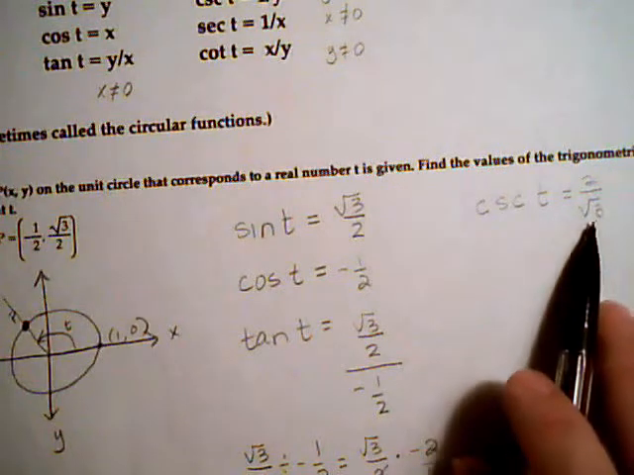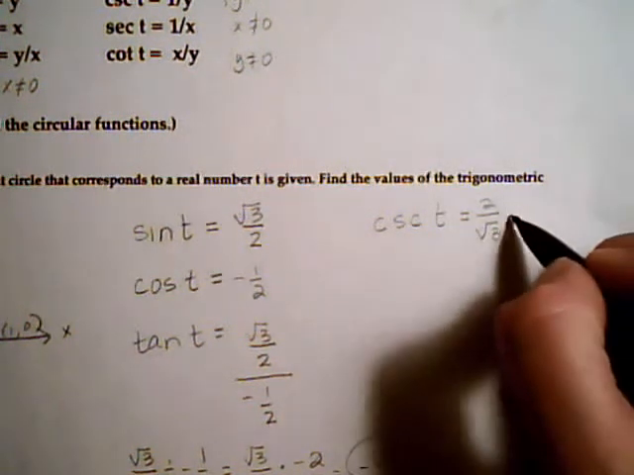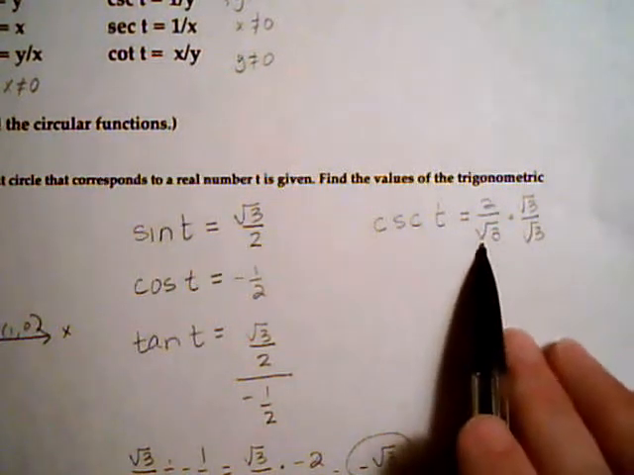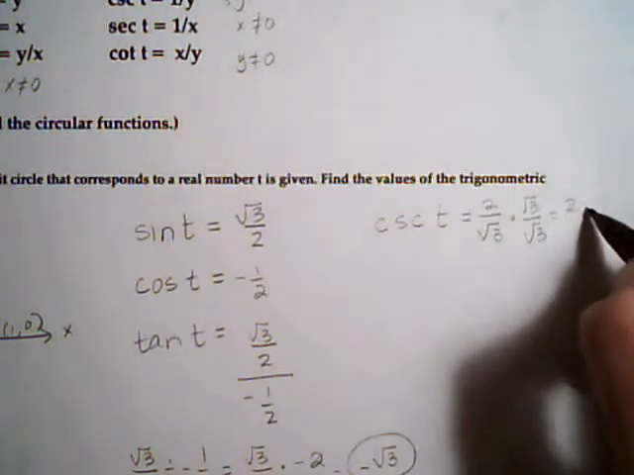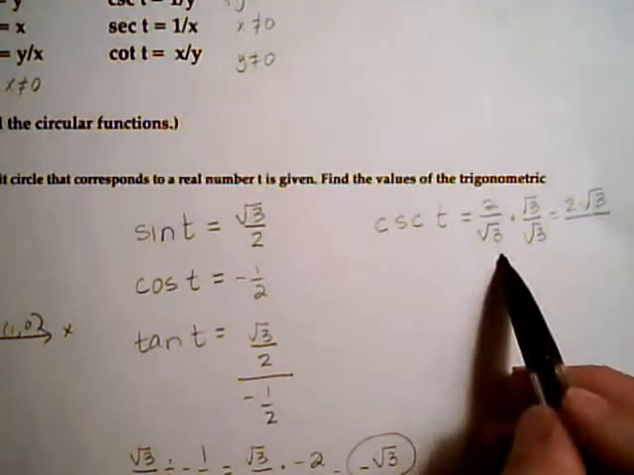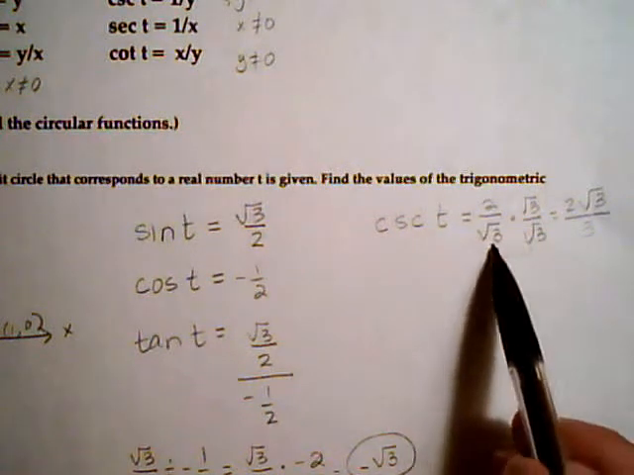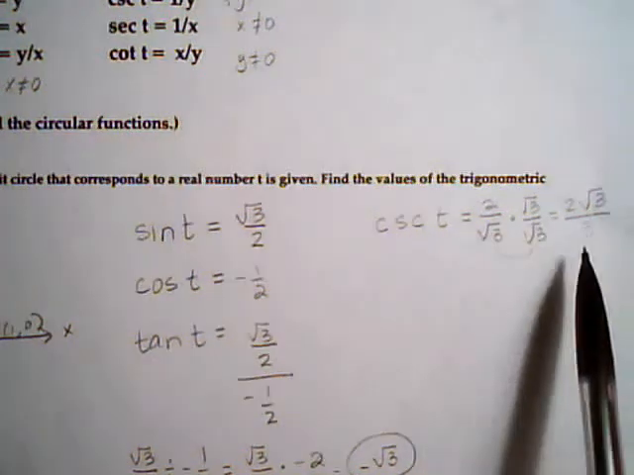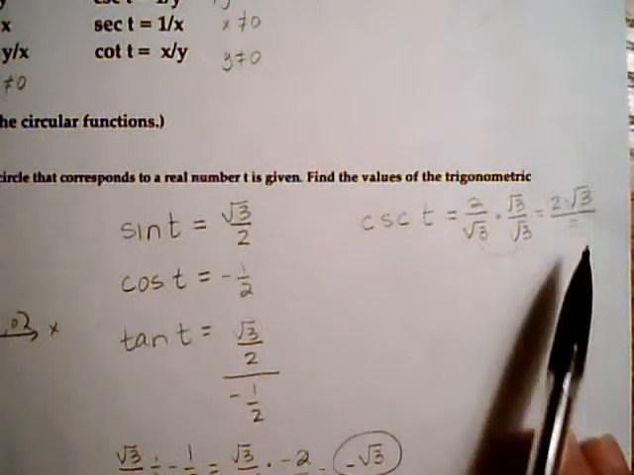square root of 3. Now we cannot leave a radical in the denominator, and this is called rationalizing the denominator. If I multiply by the square root of 3 over the square root of 3, whatever the radical is here, that's what I'm going to multiply by, then I would get 2 square roots of 3 over the square root of 9, which is just 3. When you multiply the same radical times itself, then we can kind of just say it cancels out the square root that we had. So the cosecant of t would be 2 square roots of 3 over 3.